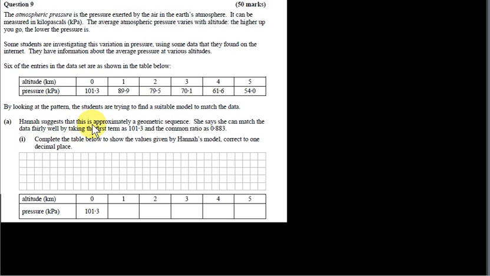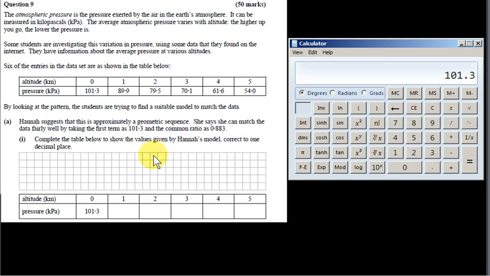Hannah suggests that this is approximately a geometric sequence. She says she can match the data fairly well by taking the first term as 101.3 and the common ratio as 0.883. Complete the table below to show the values given by Hannah's model correct to one decimal place.